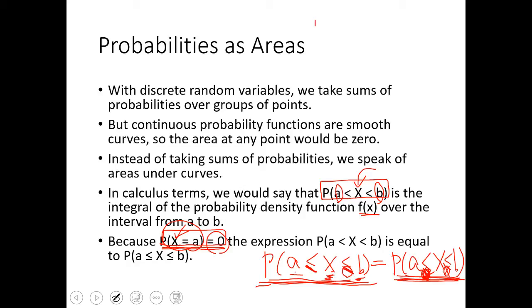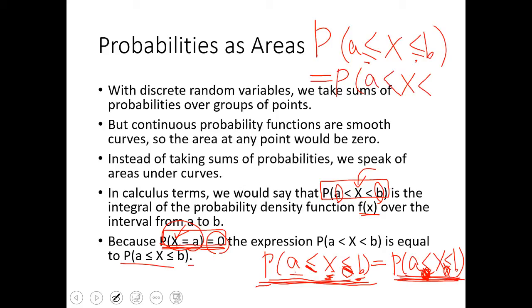So the probability that x is between a and b with equality is the same as the probability that x is strictly greater than a and strictly less than b. So this probability and this probability are the same. Okay? This is true only for a continuous random variable. If your random variable is discrete, then it is different. But if x is continuous, then these two expressions are exactly the same.